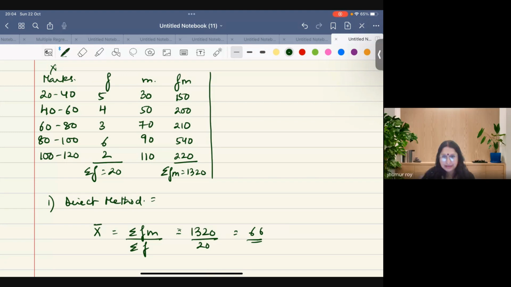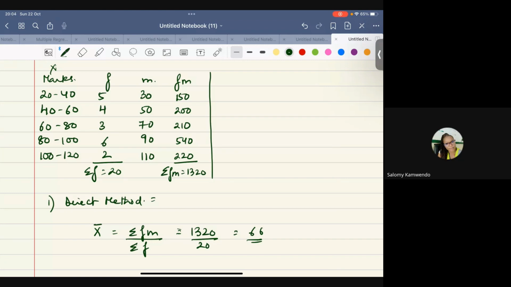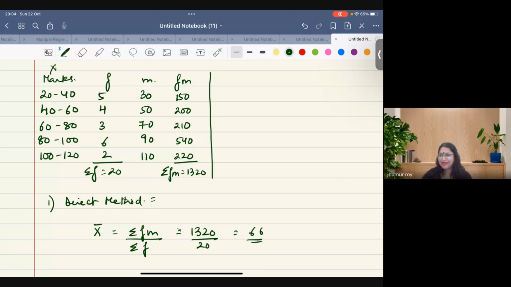Everybody's done till here? Can I see a thumbs up so that I can go to the next method in this question? Yes, okay. Very good. Now in this table only I'm going to make all the tables. You don't have to draw another table.